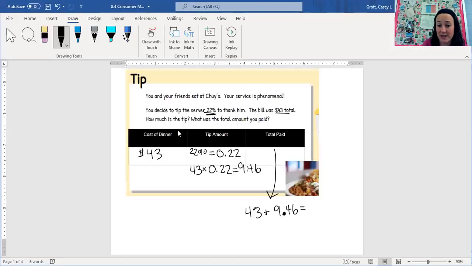Make sure you tip your wait staff. Here's how much we ended up paying altogether. Up next, we are going to talk about discounts.